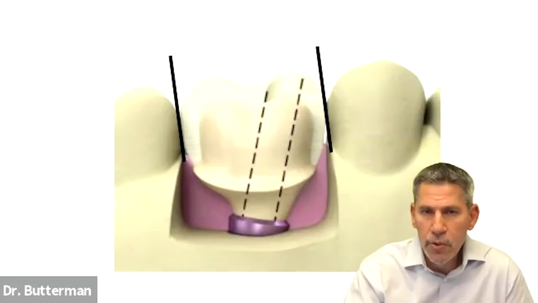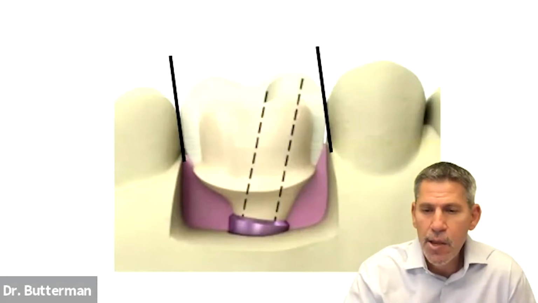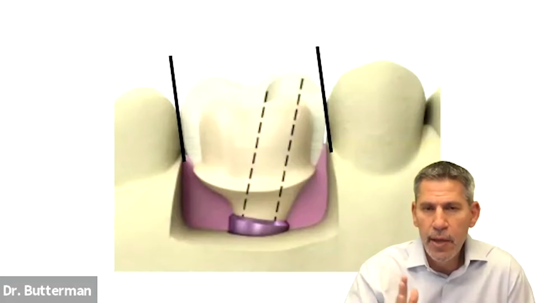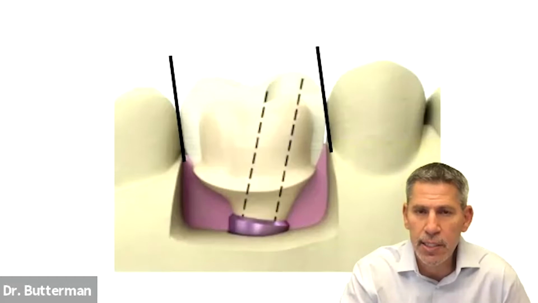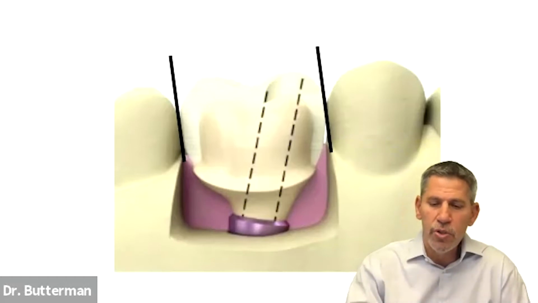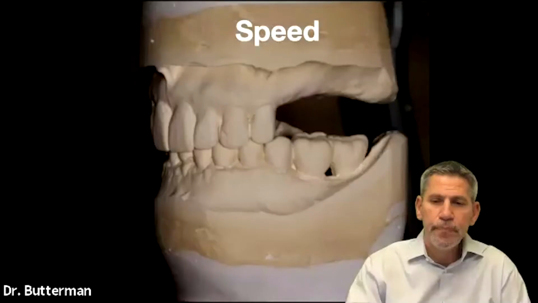So if you want your restoration to be screw retained, rather than trying to parallel your implant with the roots of the adjacent teeth, just get it parallel with the contacts of the adjacent teeth. And it's going to be much easier to seat and place those.